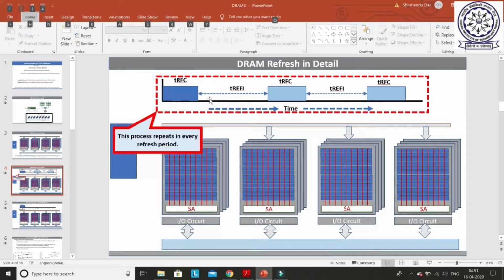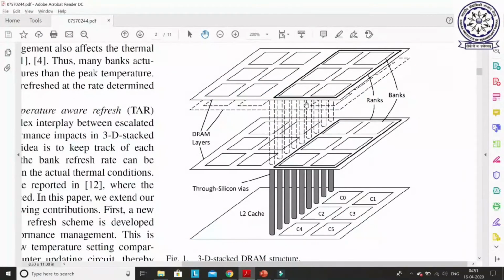That's why if the temperature is higher, then the refresh period must be less. That means the row must be refreshed in a quicker interval. So this is the case of a normal DRAM design.